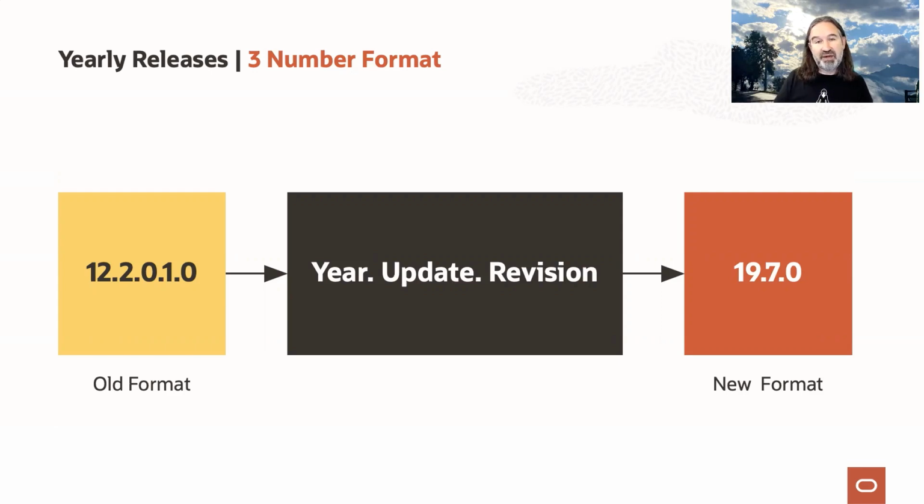So the new format looks like 19.7.0. The good thing here is, if you deal with a customer or you deal with me and I ask you which release you are on right now, and you tell me, Mike, I'm on 19.7.0, I know exactly that you are on the April 2020 release update. So this makes life much easier.